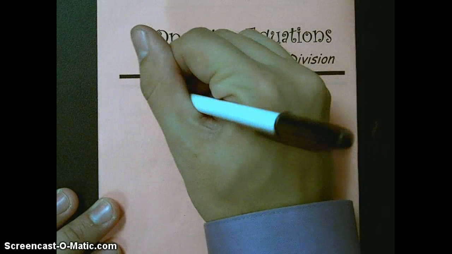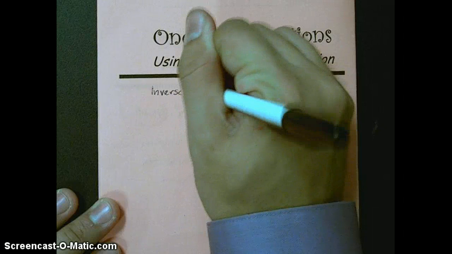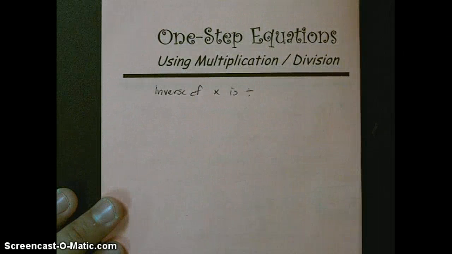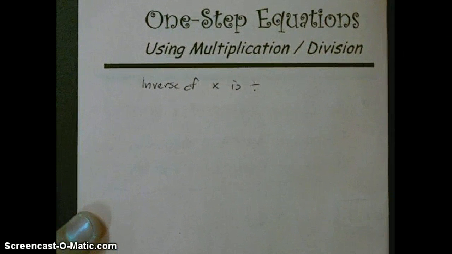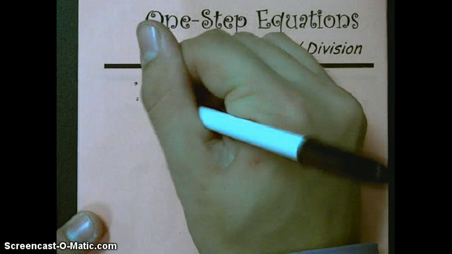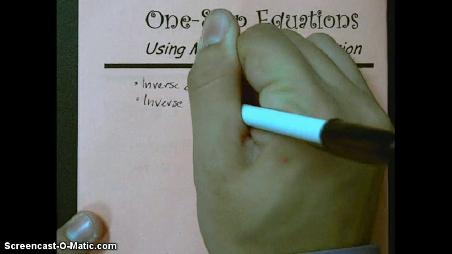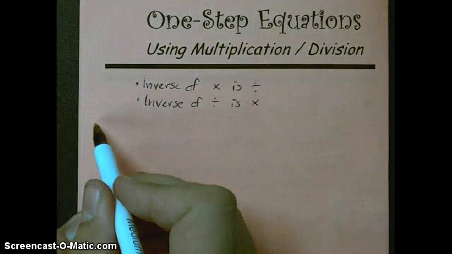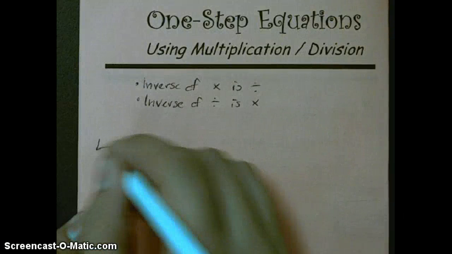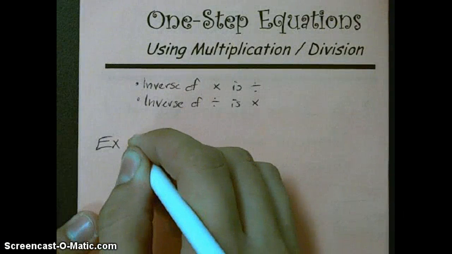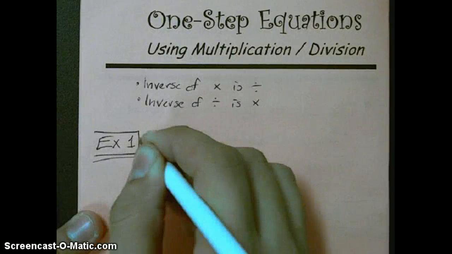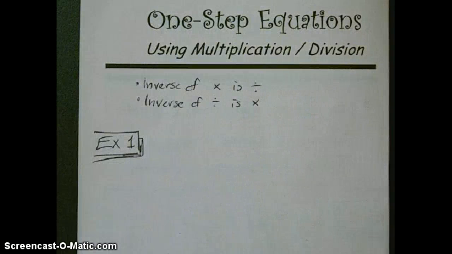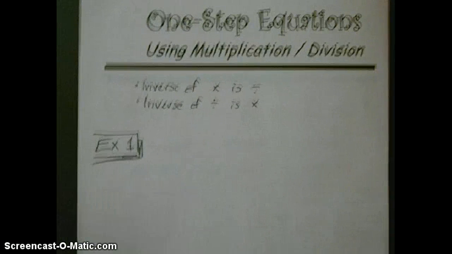So we're going to put inverse of multiplication is division. And you can abbreviate like I am. Zoom in a little bit for you. I'm going to put the inverse of division is multiplication. So that's first. Okay. Now we just have two examples. And remember, you can use this foldable on quizzes and maybe even the test. I haven't said about the test yet, but so it's in your best interest to make it nice.